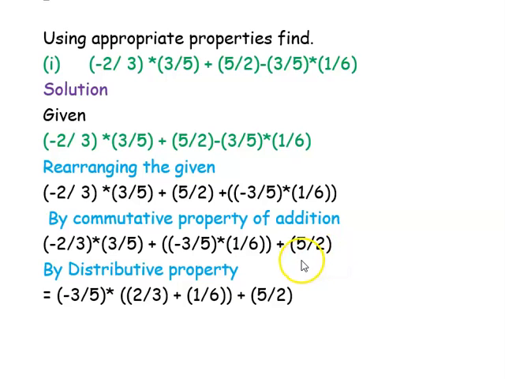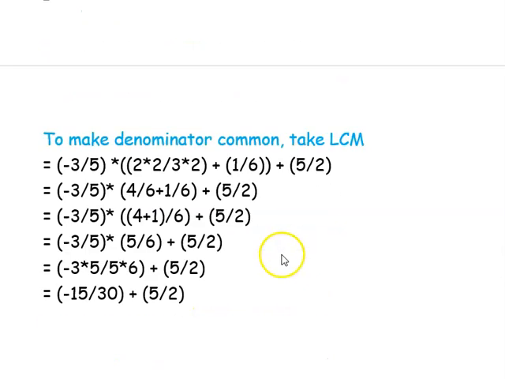So now by using distributive property, I am going to solve the next step. So here 3 by 5 is common in both the terms. So I am taking minus 3 by 5 out. That is a times b plus a times c equals a times b plus c. By using that property, we are going to solve now. So minus 3 by 5 is common. I am taking out. So here 2 by 3 plus 1 by 6 plus 5 by 2.